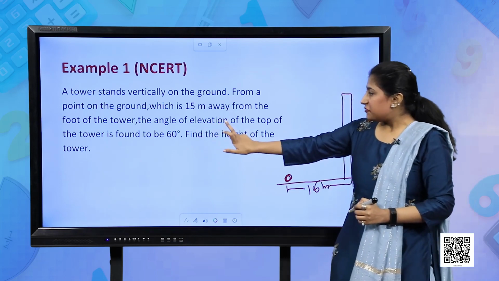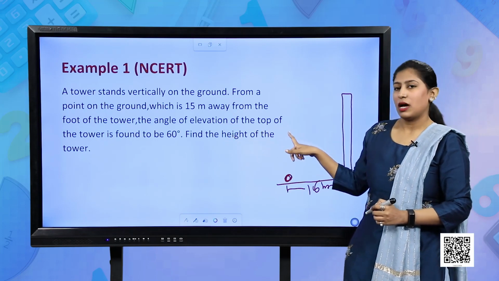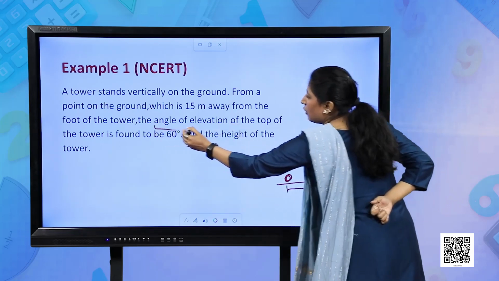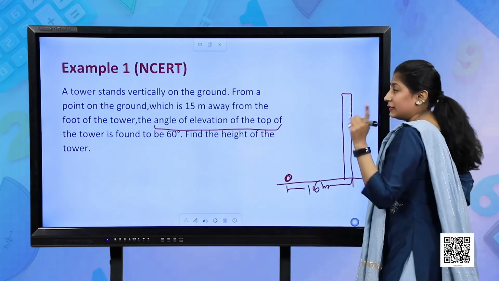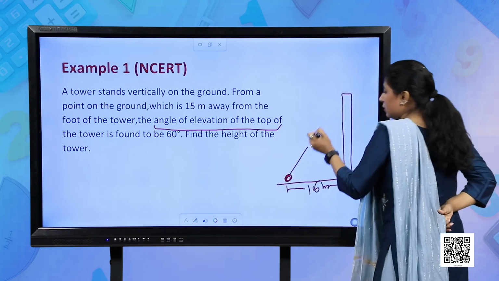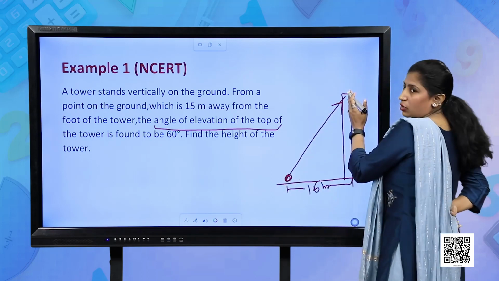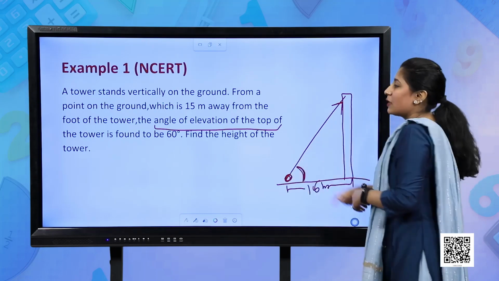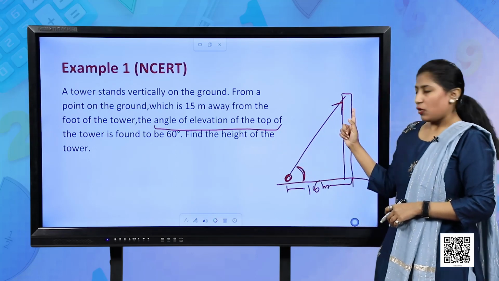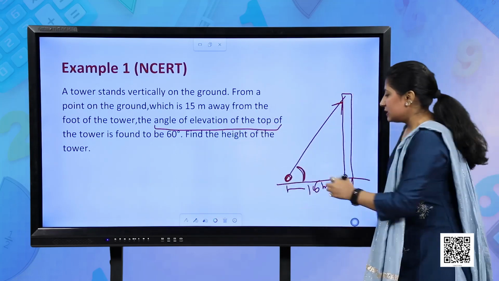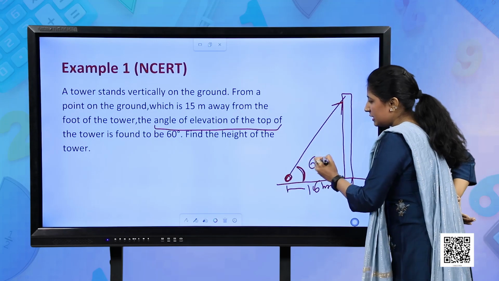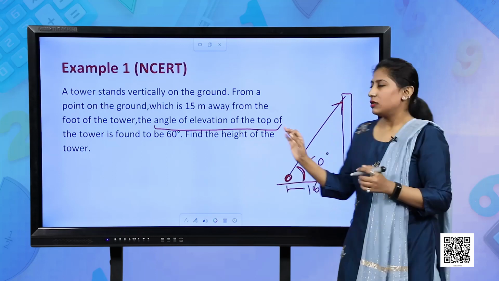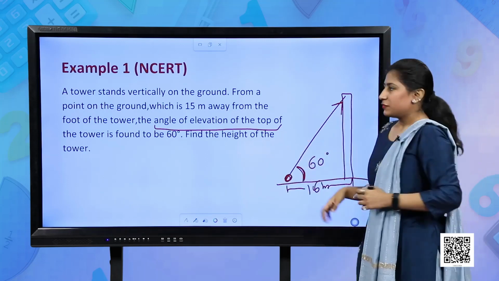Now the angle of elevation of the top of the tower. Okay, one thing I want you to know, when it says angle of elevation of the top, then it means when you are going towards the top, the angle formed at the beginning point, remember. So angle of elevation of the top of the tower is found to be 60 degrees. So this is 60 degrees. Okay, what we have to find? We have to find the height of the tower.